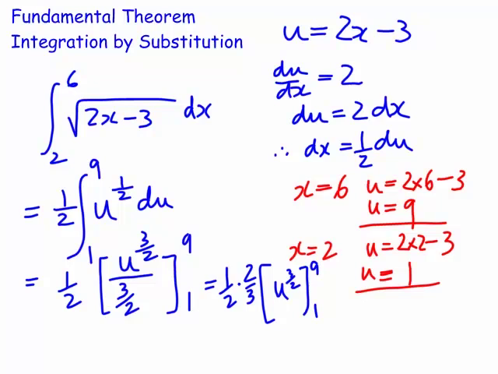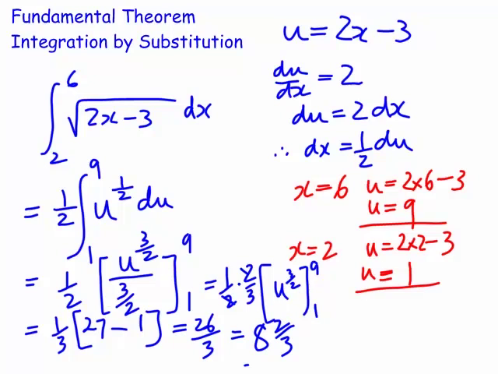You can see here that the 2s would cancel, so this would leave me 1/3 of, now put the 9 in, so it's 9 to the power of 3 on 2, which hopefully is 27, minus, put in 1, so that's just a 1. So we end up getting 26 on 3, and if we divide by 3, 3 eights are 24, and 2/3, so 8 and 2/3. You can see here we had the same answer using that special formula as we did via the substitution.